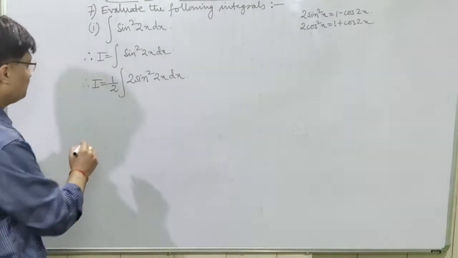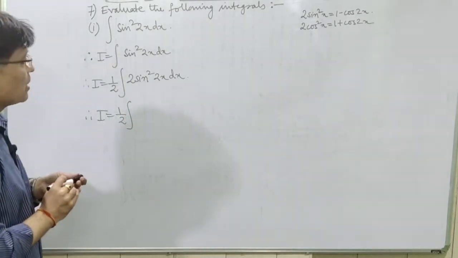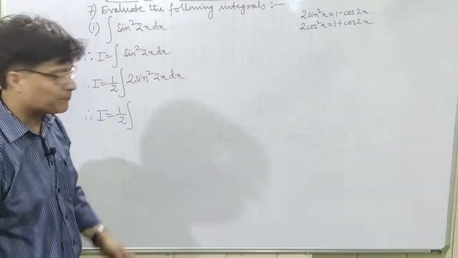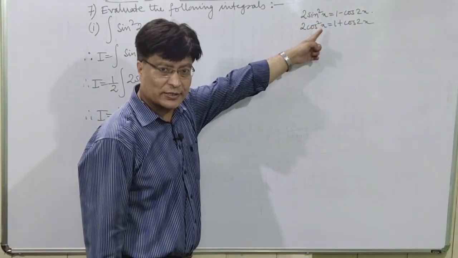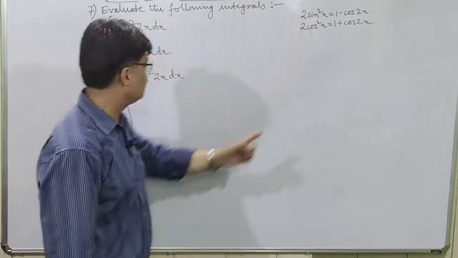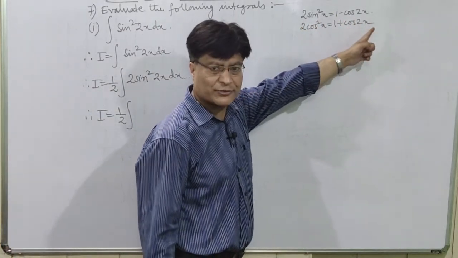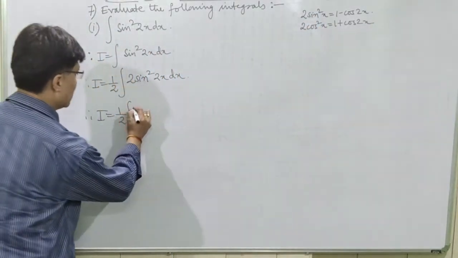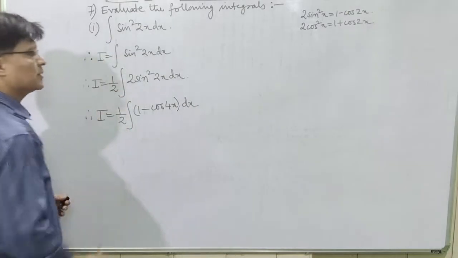I think you have understood it. So therefore I is equal to half integration of, now since 2 sine square x is equal to 1 minus cos 2x, what is the formula for 2 sine square 2x? So instead of x we have to put 2x. If you substitute 2x for x, what is the formula? 1 minus cos 4x. Here instead of x we have 2x. If you put 2x here, then 1 minus cos becomes 4x. So 2 sine square 2x is equal to 1 minus cos 4x, right? So it will be 1 minus cos 4x bracket close dx.